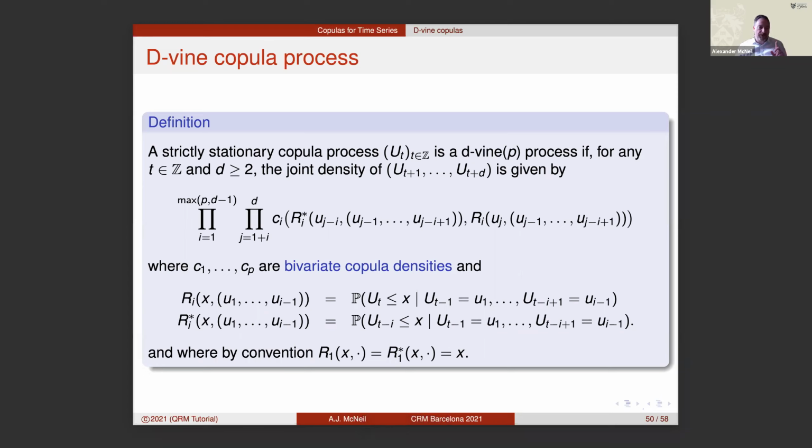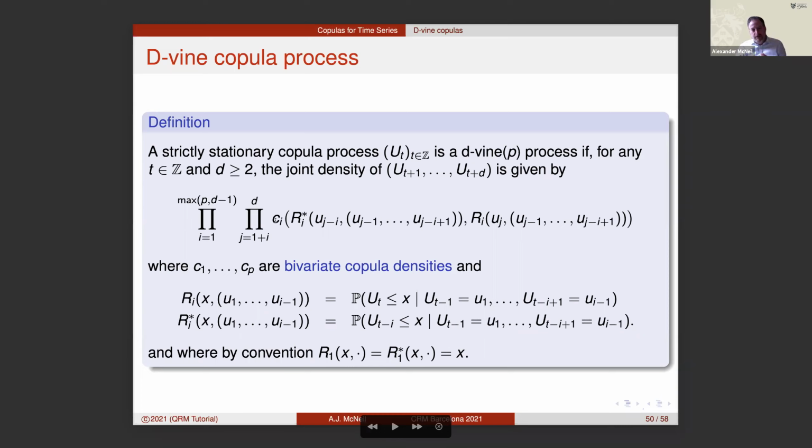So here are the key points. There are P copulas involved in the construction. So we have a sum here, or a product here up to P. D is just the dimension of a marginal distribution, but P is the key parameter. They are all bivariate, and they can be any bivariate copulas, really. So they don't have to be Gaussian.